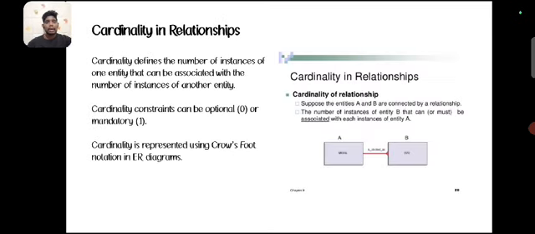Now, let us come to the cardinality in relationships. Cardinality defines the number of instances of one entity that can be associated with the number of instances of another entity. Cardinality constraints can be optional, that is 0, or mandatory, 1. Cardinality is represented using crow's foot notation in ER diagrams. Suppose the entities A and B are connected by a relationship: the number of instances of entity B that can be associated with each instance of entity A.